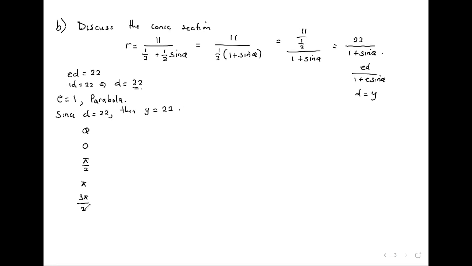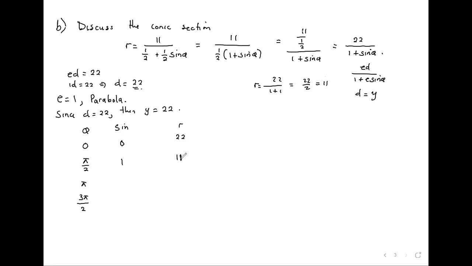So if theta is that, then what is sine? And then r. So sine 0 is 0, so r is equal to 22. And then sine 90 is 1, so r is equal to 22 over 1 plus 1, which is 22 over 2, which is 11. So we get 11 here.